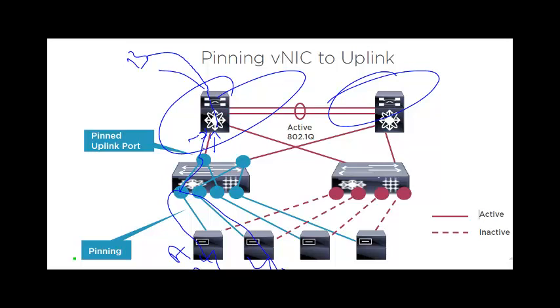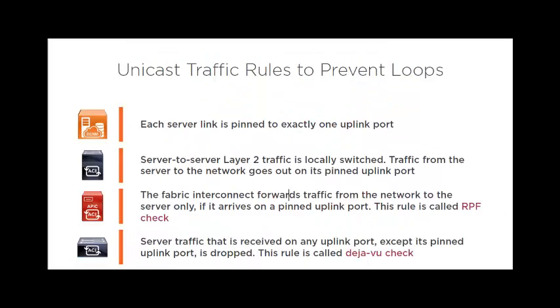The fabric interconnect forwards the traffic from the network, meaning from the north, to the downstream server only if it arrives on the pinned uplink. That's what is called reverse path forwarding. Server traffic that is received on an uplink port other than the pinned uplink will be dropped, because it didn't satisfy the reverse path forwarding rule. That is what is taken care of by the deja check.